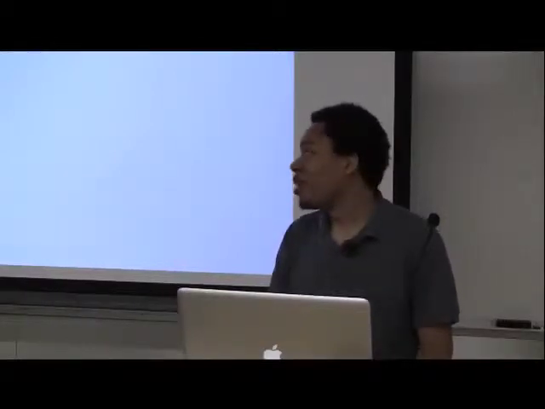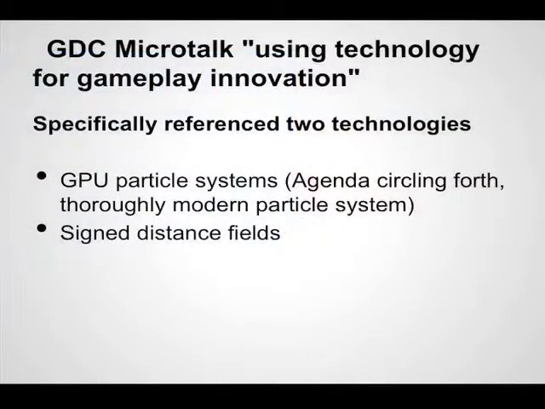I specifically talked about 2 technologies. The first one was GPU particle systems, and I referenced a specific demo called Agenda Circling Forth, where the whole demo was rendered with particles, but there are animated worlds and animated characters because it has millions and millions of particles on the screen. And the second one was signed distance fields, which the focus of the talk is going to be mostly. I'll get to explaining what a signed distance field is in a minute.